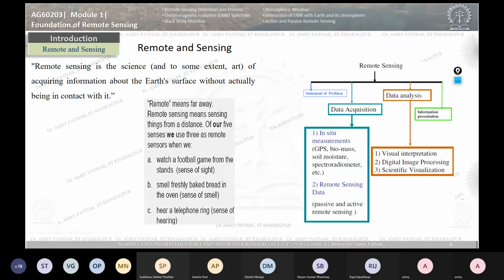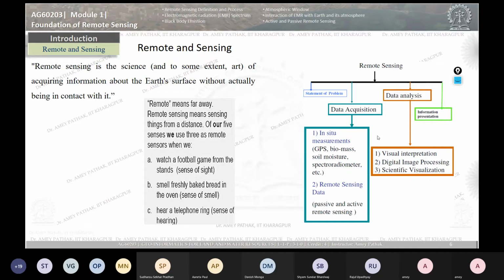Whereas the other three senses, vision, by looking at the object, smelling the object, and hearing the object or phenomena, can be done remotely. We don't have to be in physical contact with the object being observed. So in a general sense, we are also doing remote sensing: by looking with our eyes, by hearing the noise, and by smelling what is being cooked in our kitchen, whatever smells are coming.